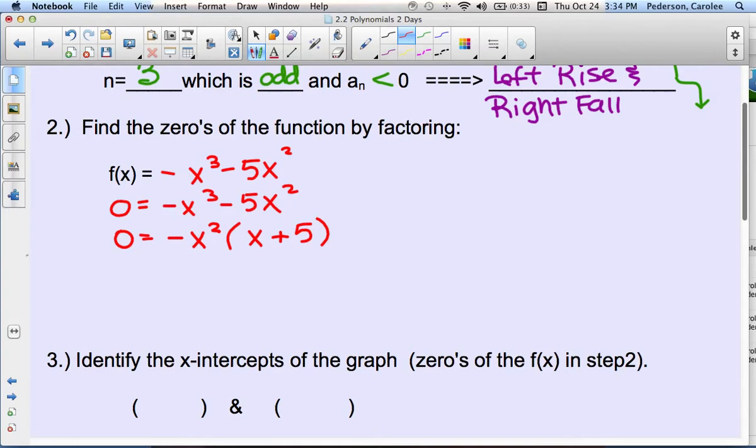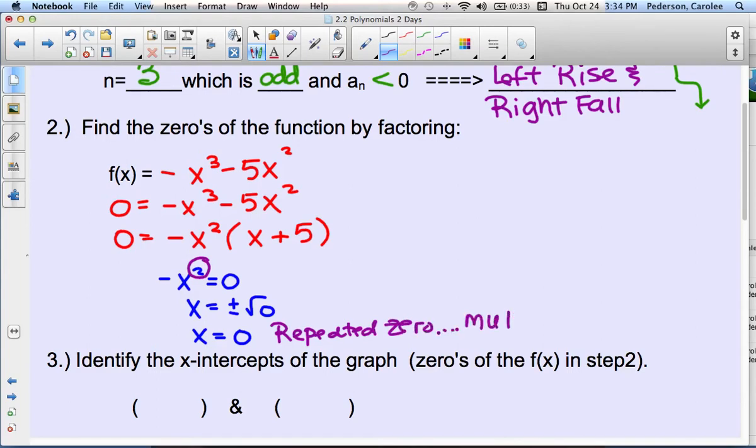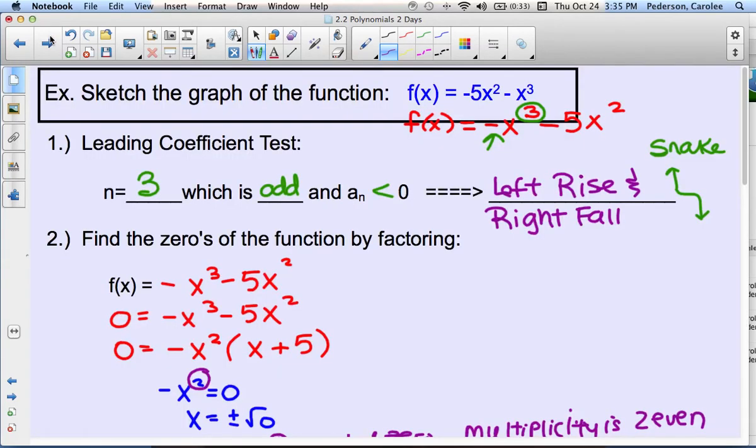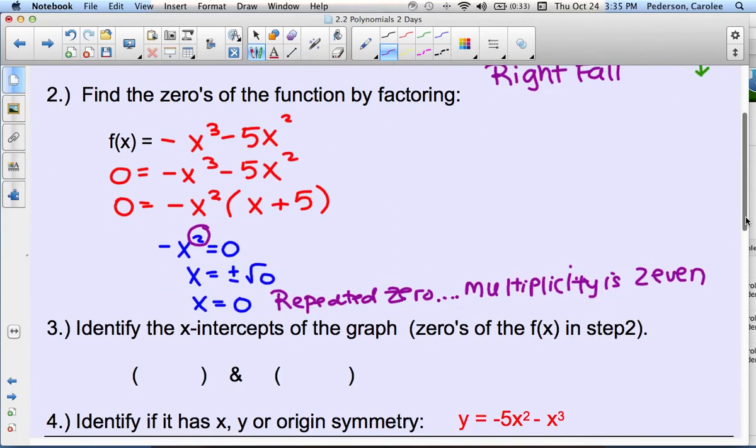Now I'm going to set each of the factors equal to 0 and solve for x. So negative x squared equals 0. Square root both sides, and we get x equals 0. Notice this is a repeated 0 because of the squared, and its multiplicity is 2, which is even. So if we look back to the previous video, when the multiplicity is even, it's going to touch the x-axis but not go through it. That's going to help us when we start graphing this function.